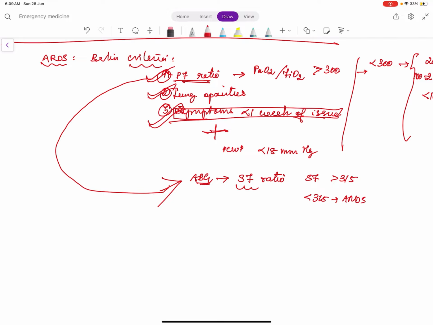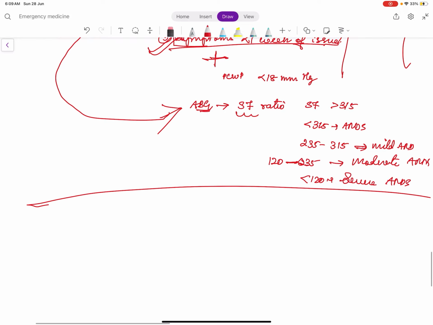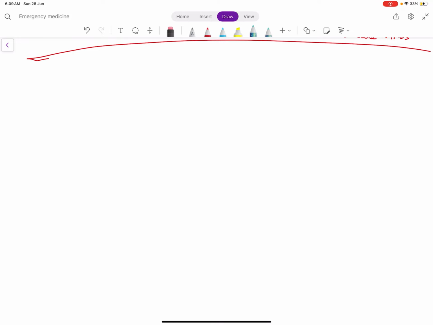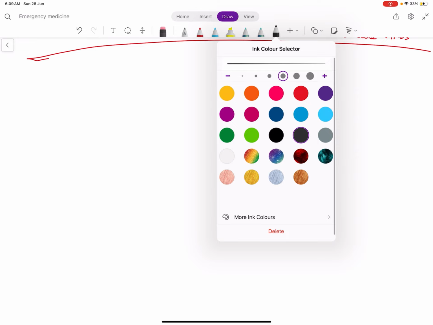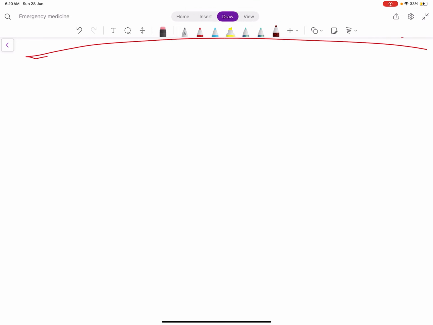Here again we can quantify: if the SF ratio is 235 to 315, it is mild ARDS. Around 120 to 235, it is moderate ARDS. Less than 120, it is severe ARDS. Right. I know this is a bit tougher concept, but since it is very important, we spent so much time discussing. So we'll make a quick summary of what we discussed today.